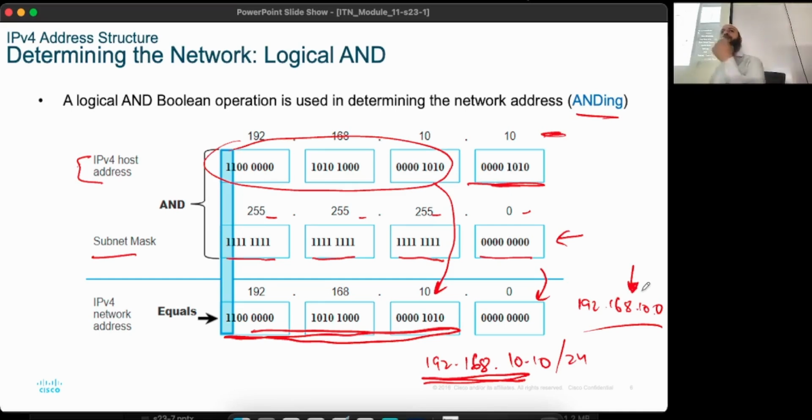Okay, so if I give you two IP addresses, you've done this before, but if I give you two IP addresses and the subnet mask and ask you if they are on the same network, can you do this? You AND the subnet mask with this, you AND the subnet mask with this, and if the network addresses you get out of it are the same, they're on the same network. Make sense? I'll say this again.